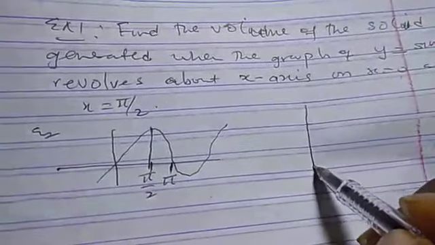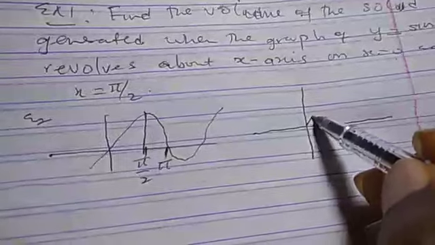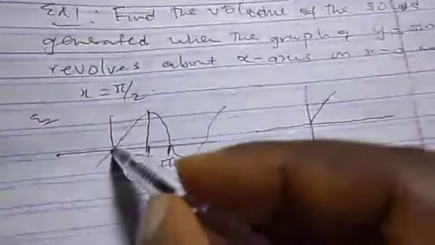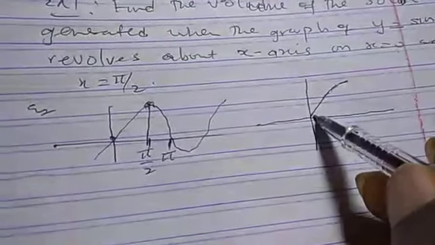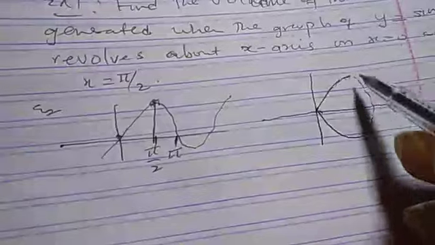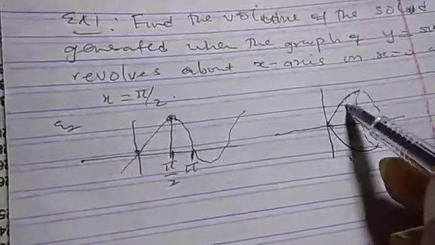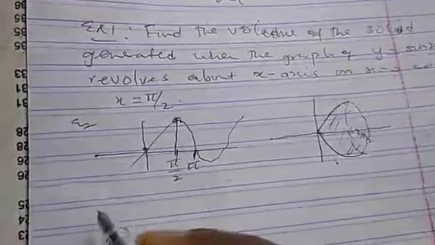So if it's revolved, that means it's rotating about x-axis. They said it revolves about x-axis, from this place to this place alone. You should know definitely it will come down too when it's rotating. It will form a circle here. So this place is pi over 2. So this is the volume of the shape we are looking for.